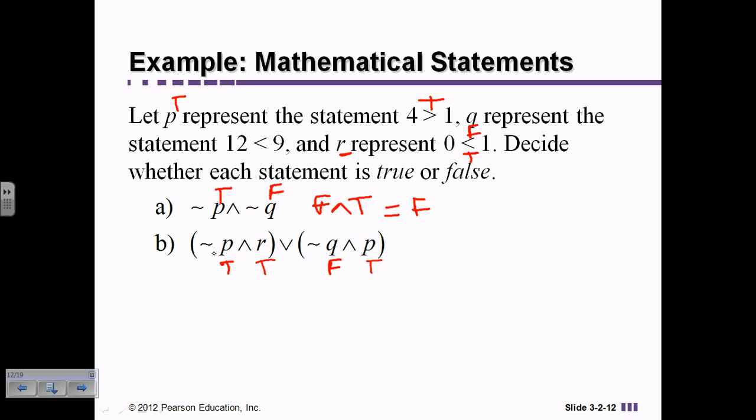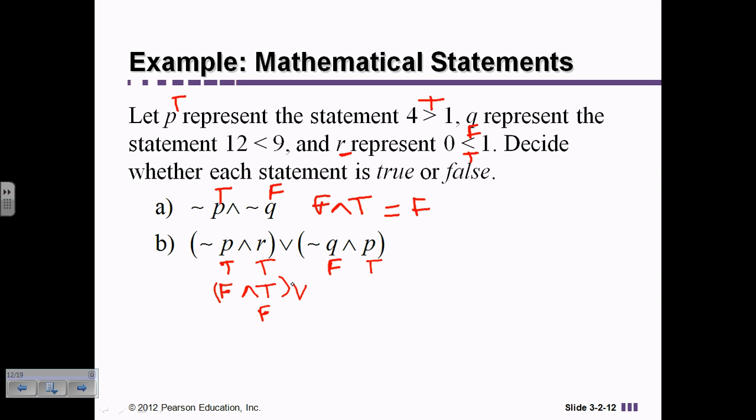So because things are inside the parentheses here, we're going to do our negation. So the negation of this is false. And symbol, true. That's in parentheses, so just like order of operations, we're going to do that first. So false and true would be false.